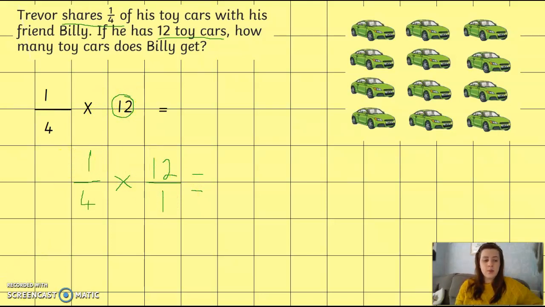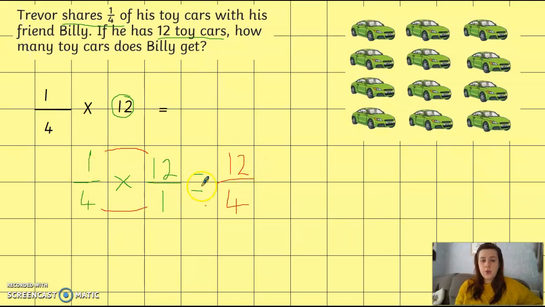Then we can do exactly what we normally do. So we can do 1 times 12, which would give us 12, and 4 times 1, which would give us 4. Okay, so we convert this whole number into a fraction by making it 12 ones, and then we times across the top and the bottom like we were doing yesterday.